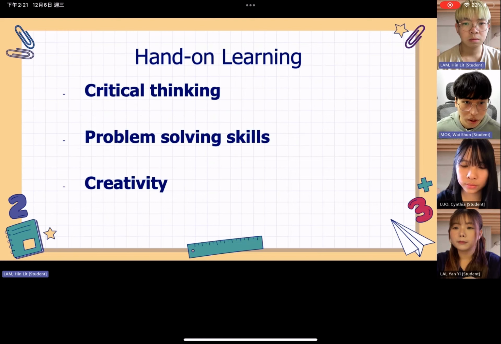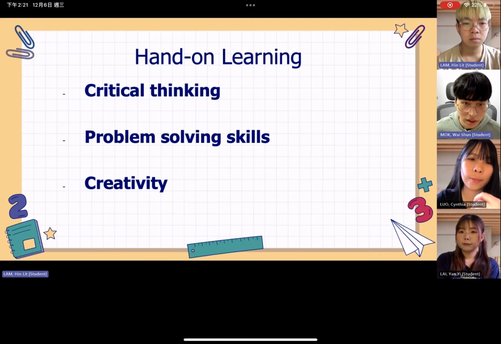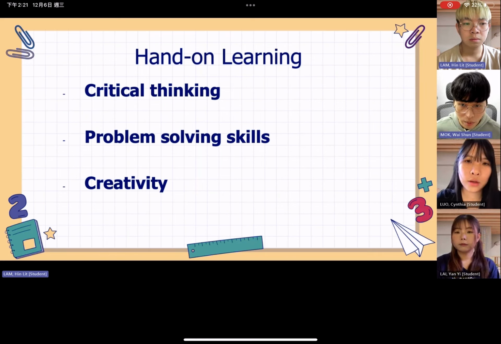Next page. STEM education provides hands-on learning. Young people are encouraged to actively engage in activities such as conducting experiments, building models, and others. This approach lets young people develop critical thinking, problem solving, and creativity effectively.